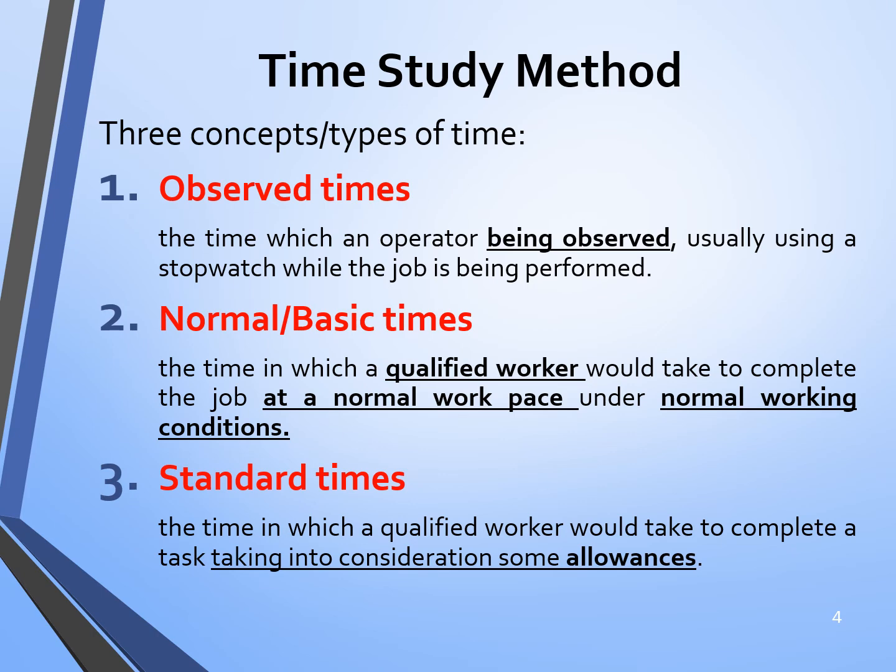Okay, then the last type of time or the last concept of time is the standard time. It is the time in which a qualified worker would take to complete a task, taking into consideration some allowances. So you need to focus on the word allowances here. So standard time is the time taken by a worker to complete a task, taking into consideration allowances taken. Okay, dengan mengambil masa allowances ni. So you need to understand first what is meant by allowances.